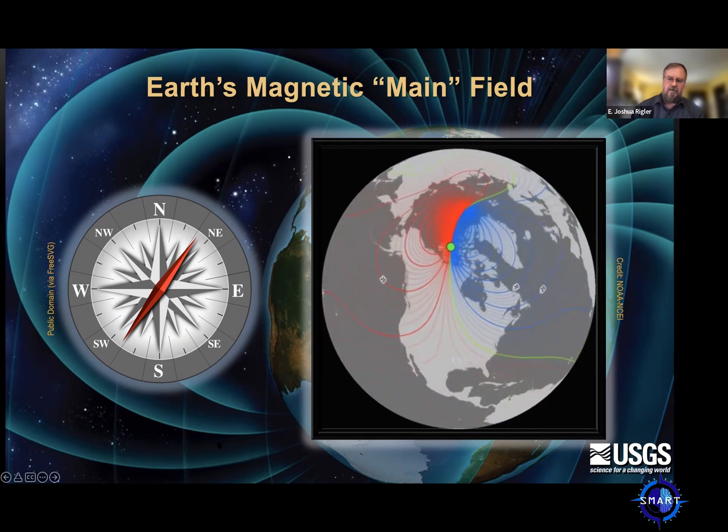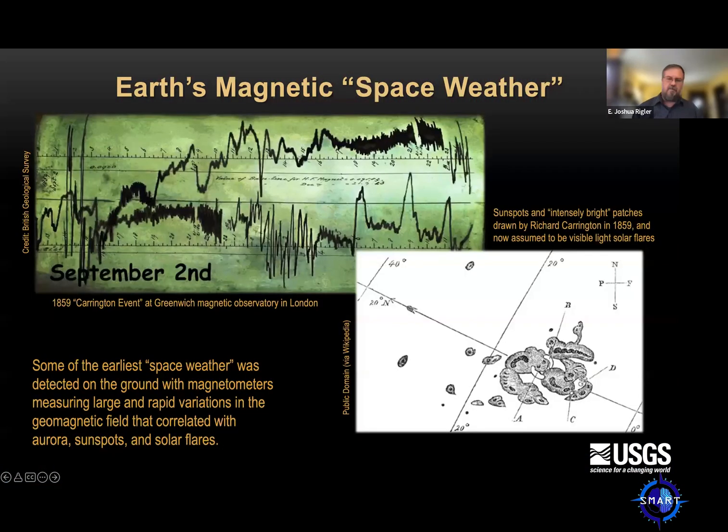But they also can detect, especially with current modern technology, fast variations. And in fact, we've been able to do this for a long time. The Carrington event in 1859: there was a huge solar flare that just a few days later caused some major disturbance in the Earth's magnetic field as it was being measured at the Greenwich Magnetic Observatory in London. And that's what this top figure is.